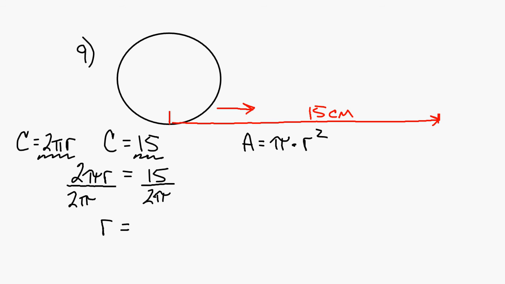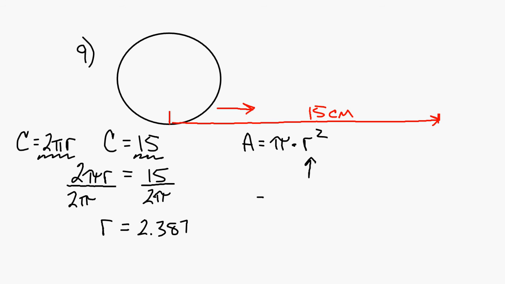15 divided by, and then left parenthesis, 2 times pi button, right parenthesis, equals. You should get 2.387. Now, leave that sitting in your calculator. Don't do anything to it, because you got to use it again right here.